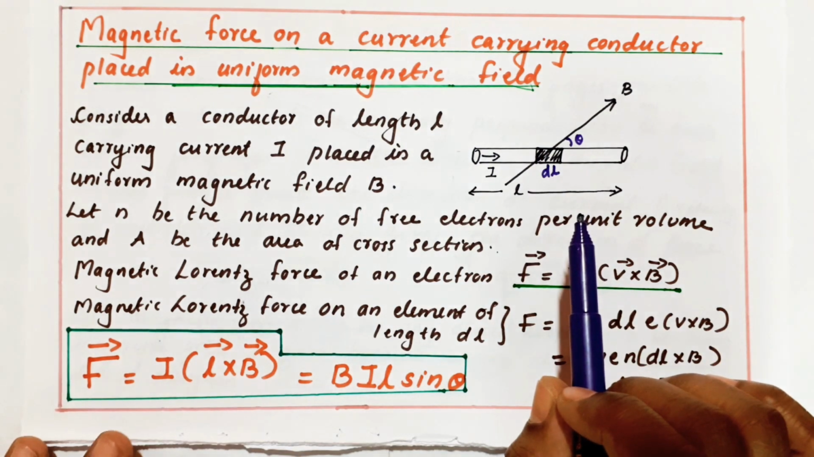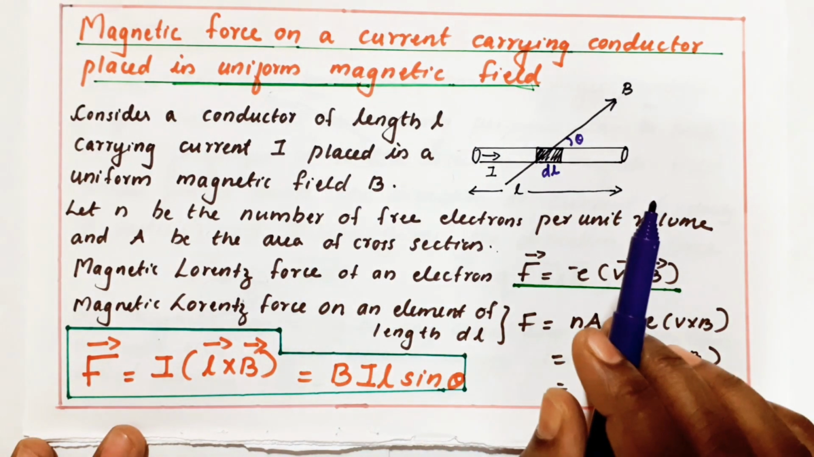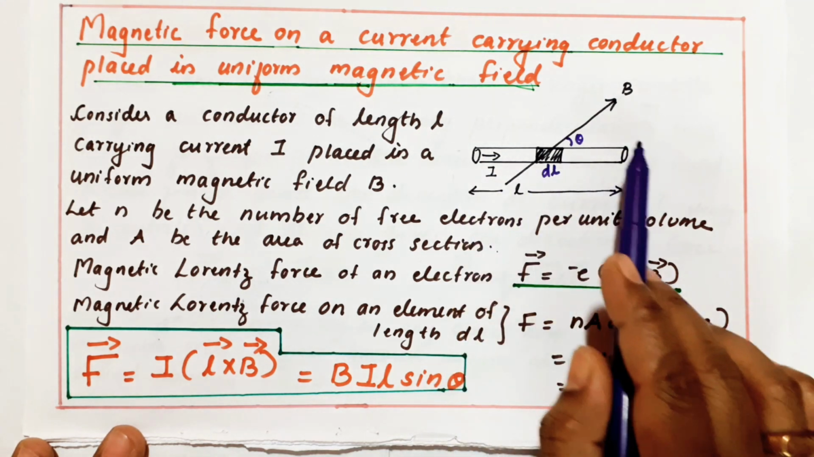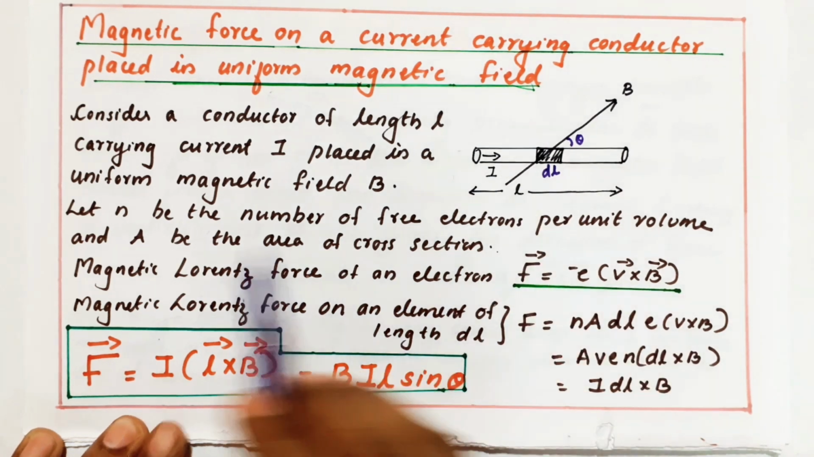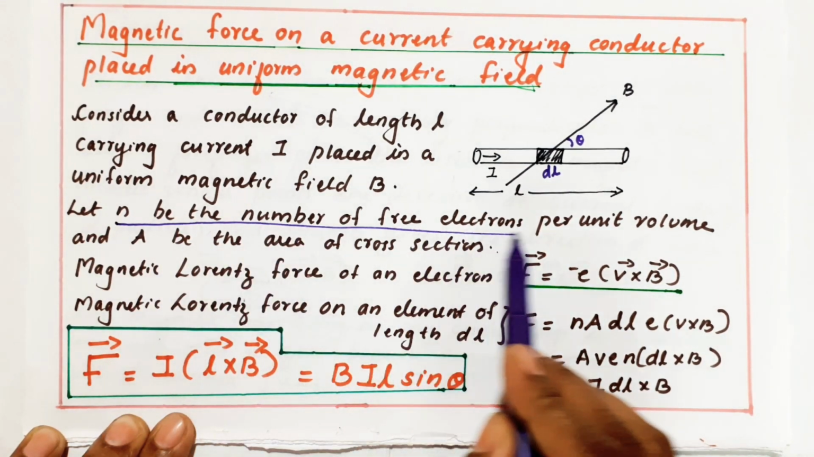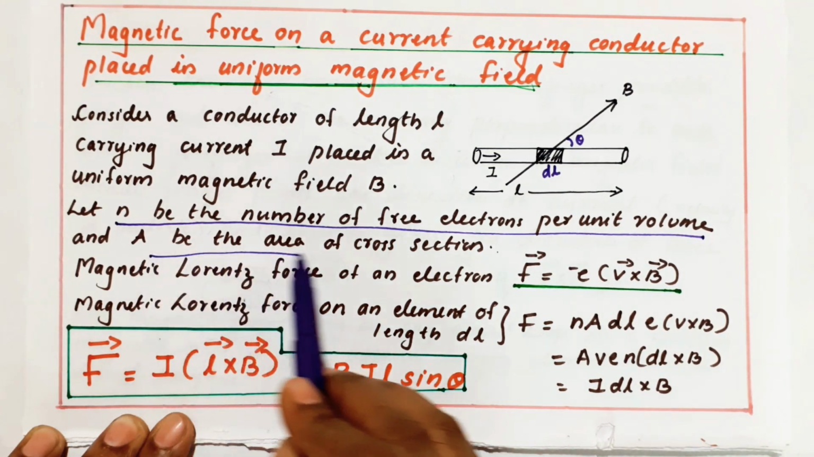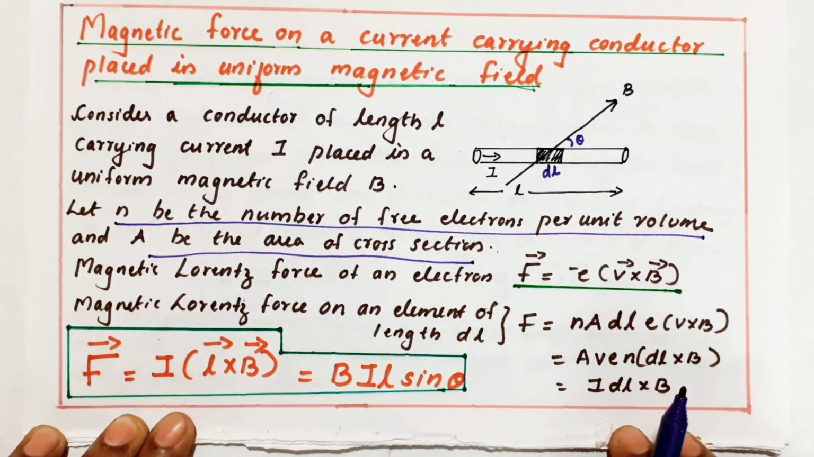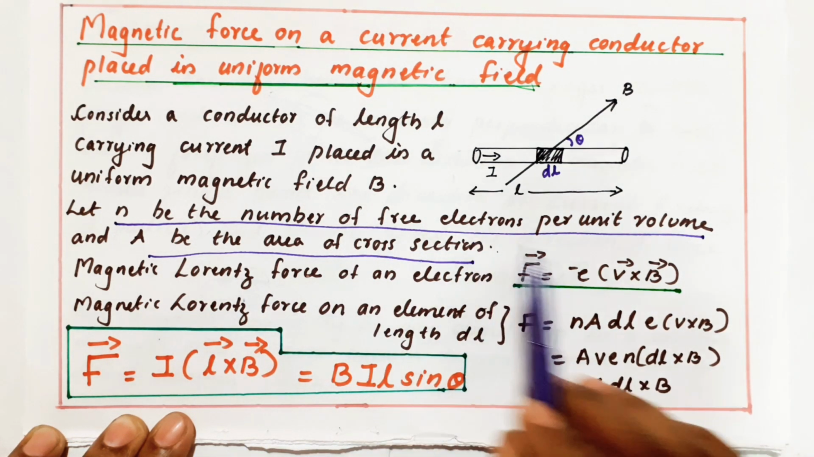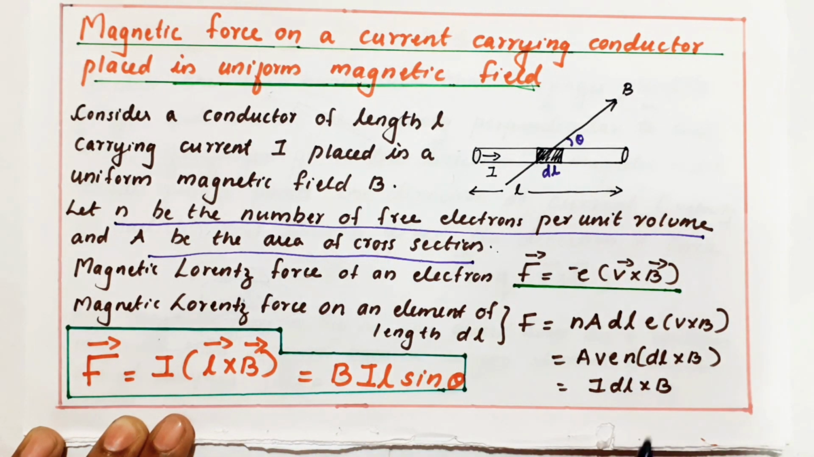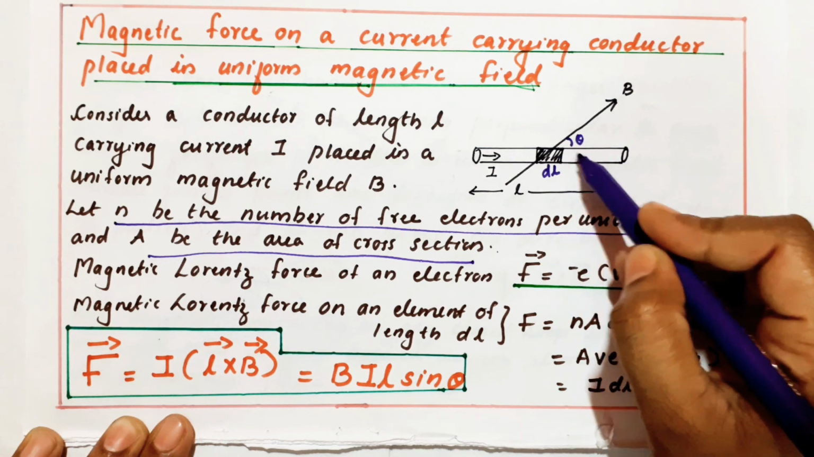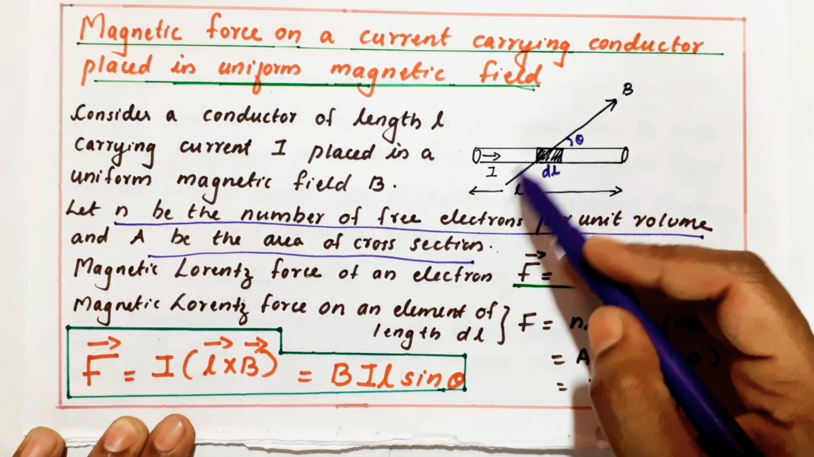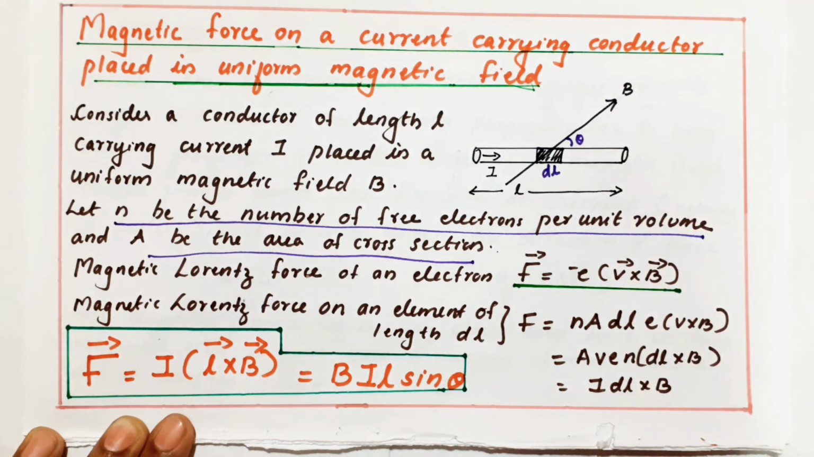Magnetic force on a current carrying conductor placed in a uniform magnetic field. Let this be a conductor, and the length of the conductor is L. Take n to be the number of electrons per unit volume of the conductor and A to be the area of cross section of the conductor. This conductor is placed in a magnetic field B, and makes an angle theta.